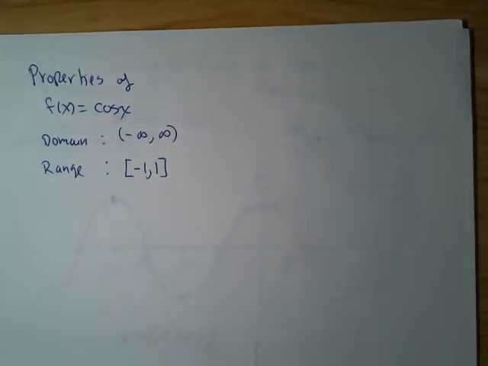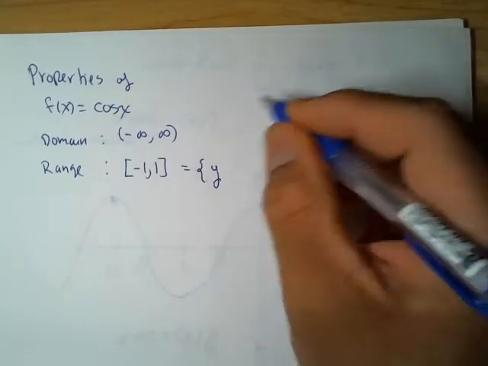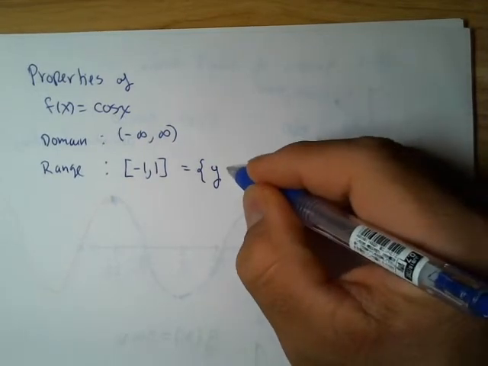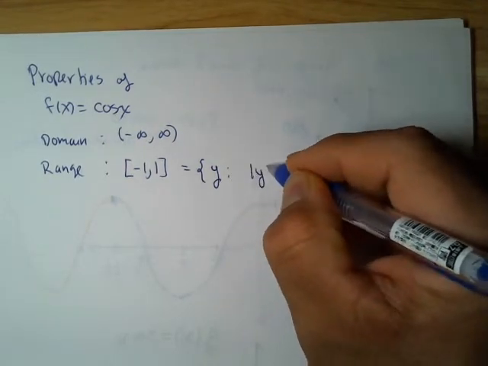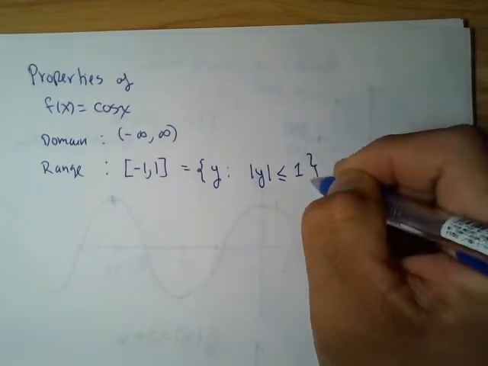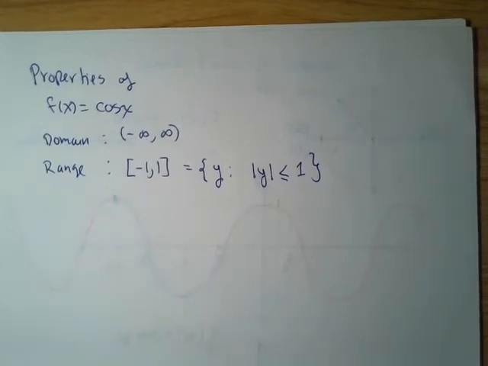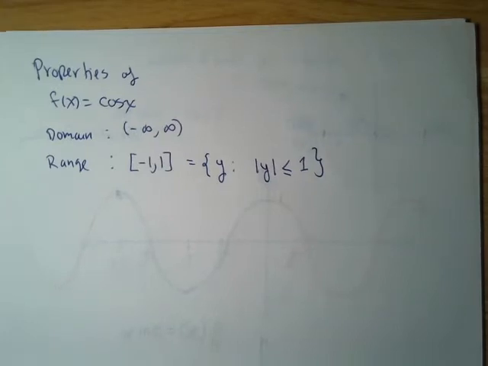Another way that we can describe this is using set notation, where we say the range, or the y values, are values of y such that the absolute value of y is less than or equal to 1. This describes this interval here. So each is equivalent.